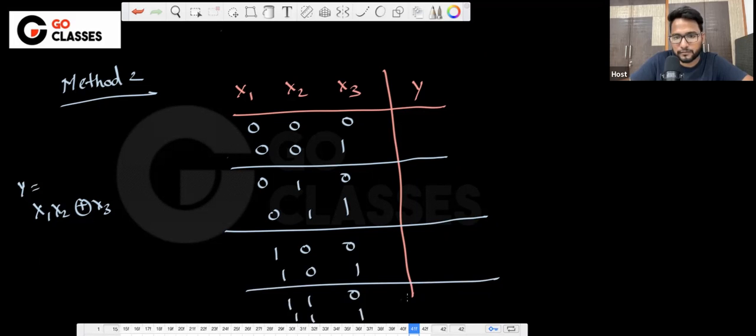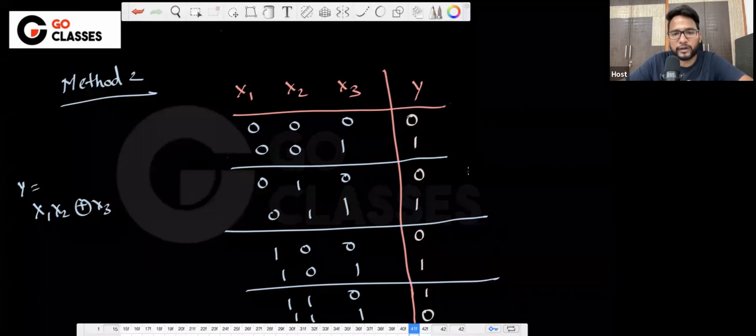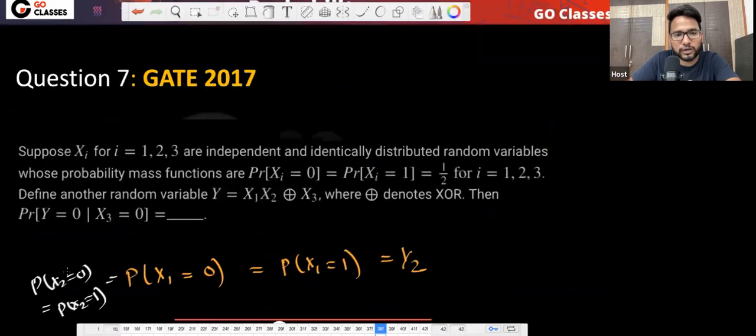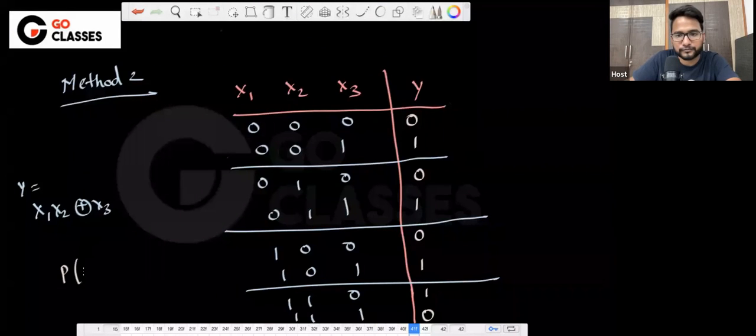Suppose this is the thing. Now Shakshi has written the value. I'm just writing it down. If this is incorrect, let me know: 0 1 0 1 0 1 1 0. Are these values correct? I'm hoping they are. So this is y that we are getting. Now, what we wanted to calculate is the probability of y equal to 0 given that x3 equal to 0.